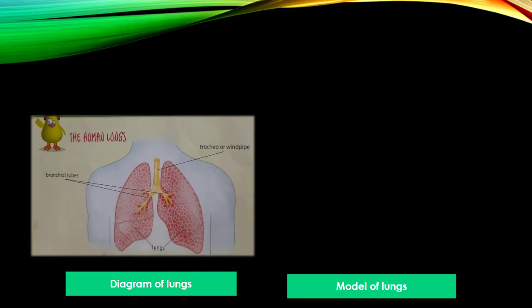Okay, now let's see this diagram of lungs, which is present in your book as well. And here you can also see only three parts are labeled. First one is the trachea or windpipe. Second one is the bronchial tubes that are present inside the lungs. And third one, the two lungs.